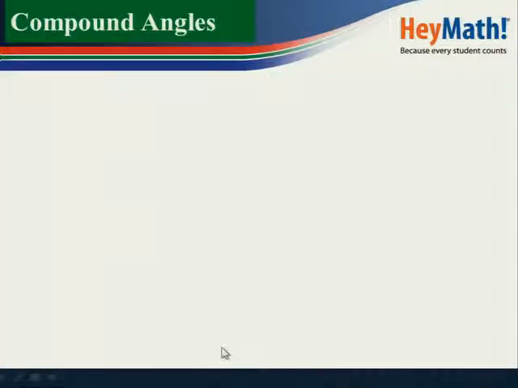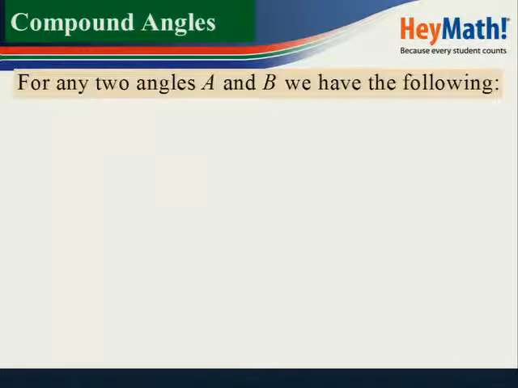Let me talk about the compound angles. Compound angles, basically, are the angles expressed in different forms. It's an angle expressed in different forms. Check. For any two angles, A and B, we have the following.